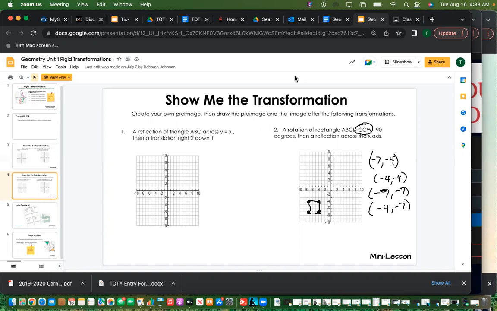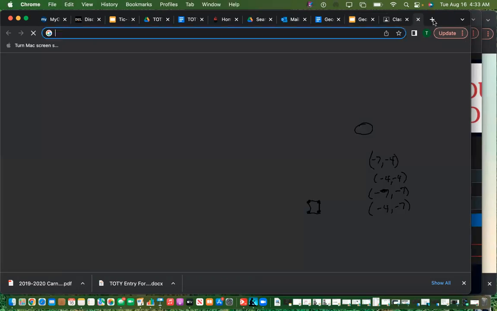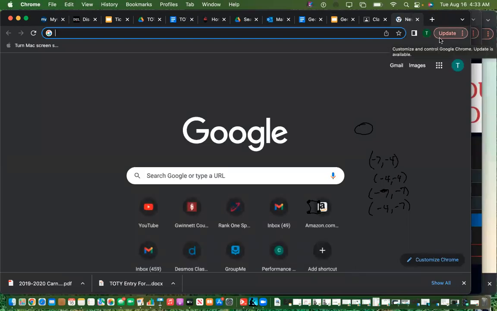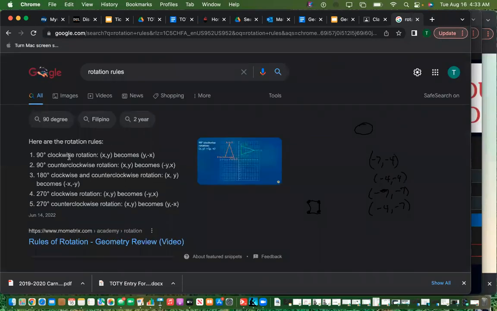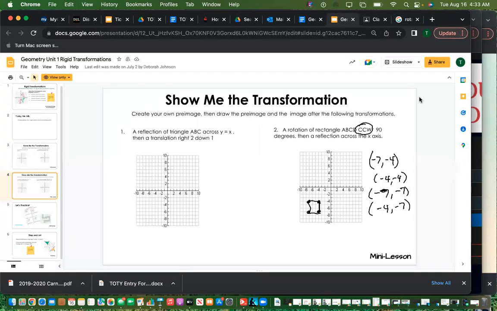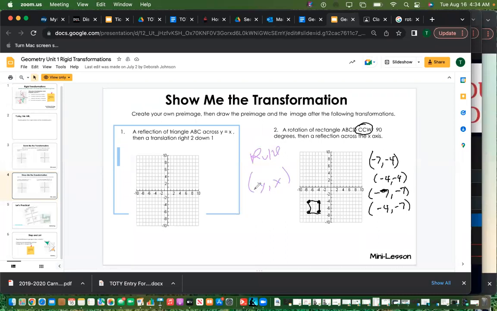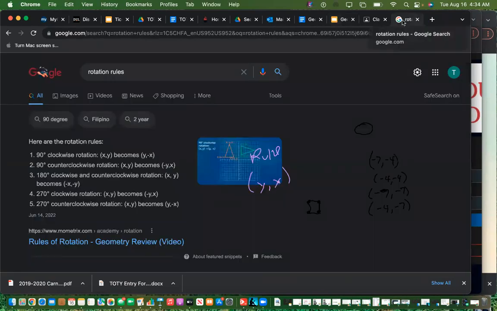If you're unsure of the rules, and at some point you need to have these memorized, 90 degrees counterclockwise is going to be switch your X and Y and then change your Y value. Okay, so coming back over here, my rule is switch your X and Y and then change your Y.